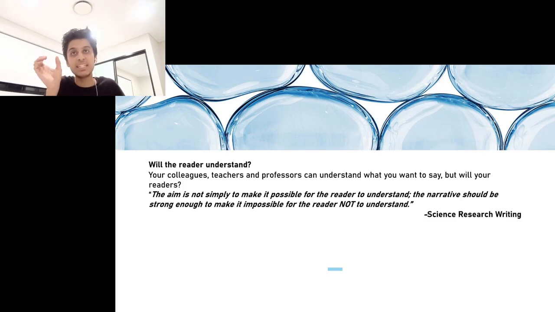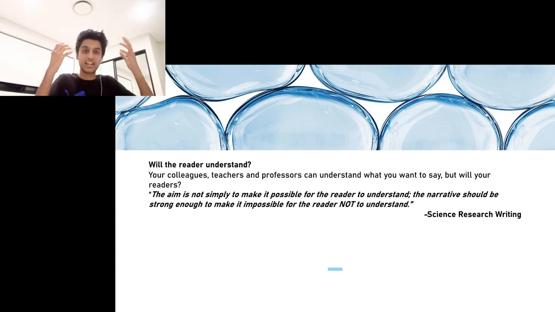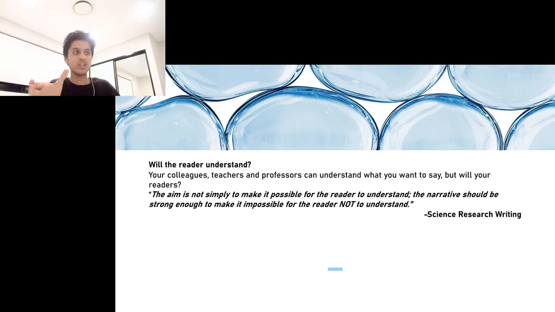The aim is not simply to make it possible for the reader to understand. The narrative should be strong enough to make it impossible for the reader not to understand. So you don't want to just have a flow of words where the reader forgets what they're actually reading. You want a narrative that they can't not understand. If they read it, they should get it the first time. If they read it a second time, their understanding should be further rooted. That's how you want to make it.